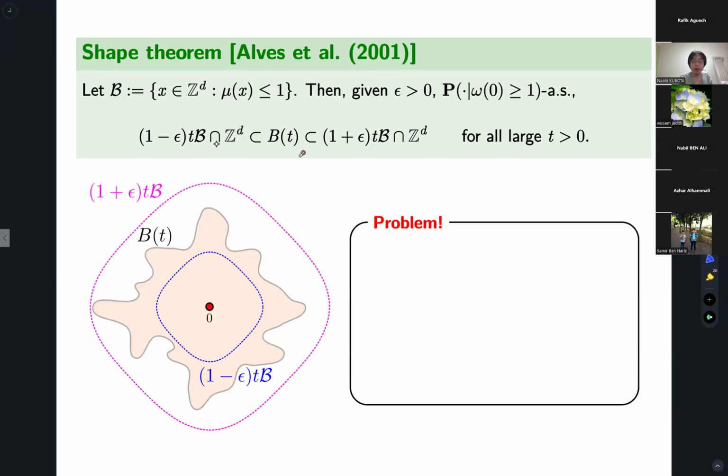So B_t is the set of sites visited by an active frog within time t. This random set B_t is controlled by a non-random set B in this way. Roughly speaking, this random region is comparable to tB in this way.